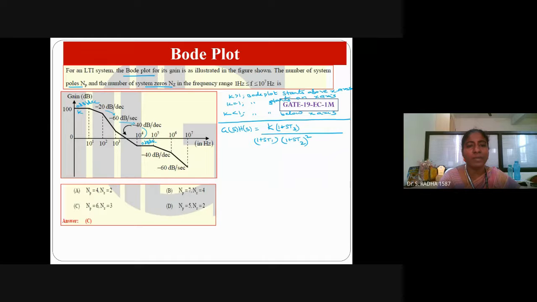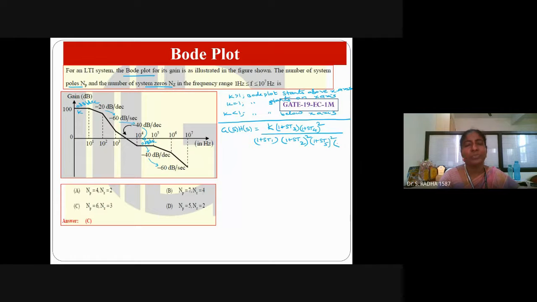When minus 40 will become 0, you have to add plus 40. So plus 40 means a numerator second order factor, (1 plus st4) whole square. Then from 0, it is again changing to minus 40. When minus 40 comes, a second order factor in the denominator, (1 plus st5) whole square. Then again from minus 40, it is changing to minus 60. When minus 40 becomes minus 60, another minus 20 we have to add.